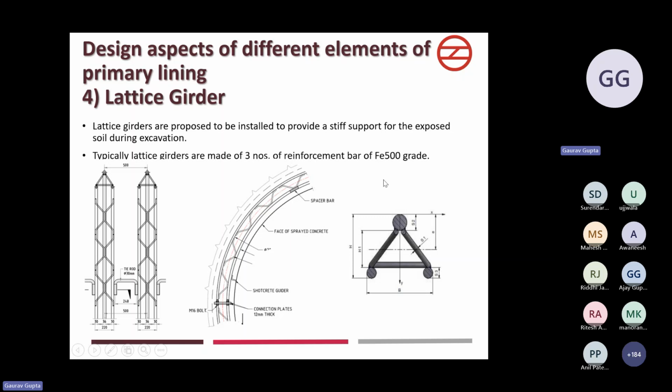Lattice girders can also be of any structural steel, like ISMB or a UC section, or it can be made in the cross section shown below by joining the three reinforcement bars with the cross reinforcement.